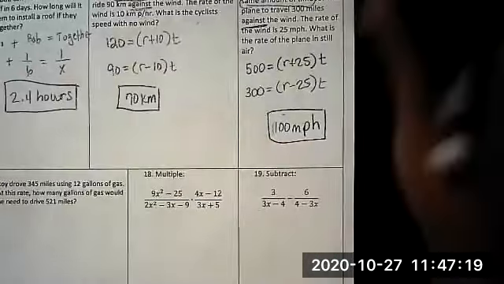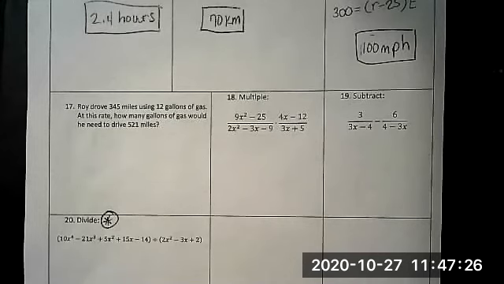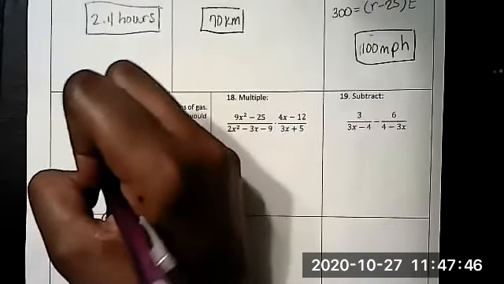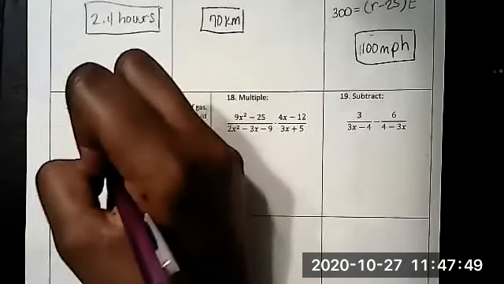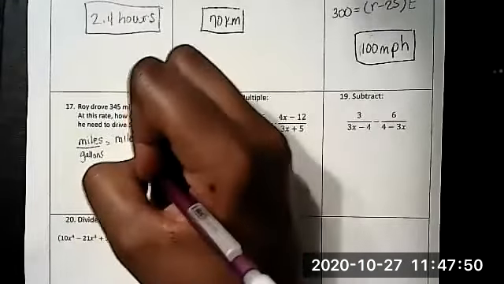All right, so let's look at number 17. Number 17 says Roy drove 345 miles using 12 gallons of gas. At this rate, how many gallons of gas does he need to drive 521 miles? So the rate is already the same. This one is miles. This is actually a proportion, miles over gallons, basically, equals miles over gallons, and then you're going to solve that way.